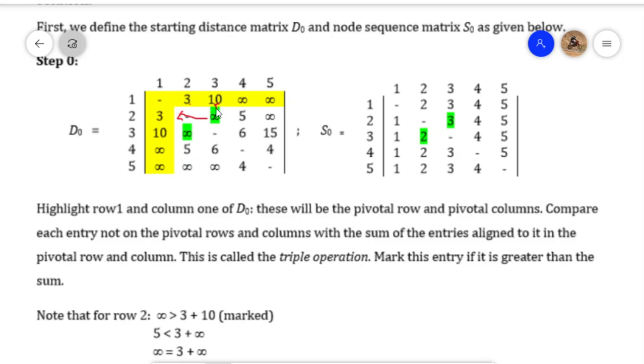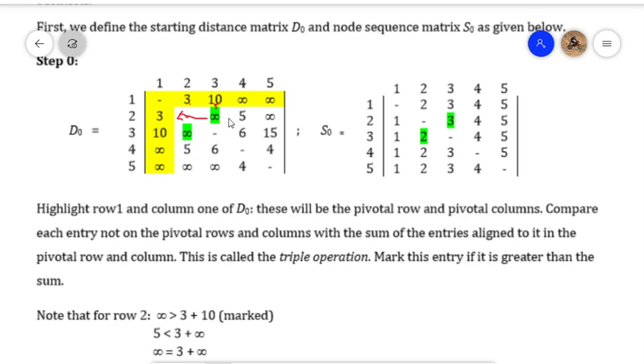Meaning, this will be replaced by that lesser sum. So 10 plus 3 again is 13, which is less than infinity. So this is to be replaced. That is why we have marked this to indicate that this will be replaced in the next iteration.